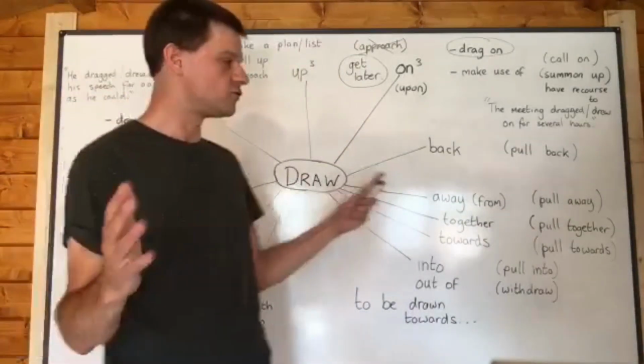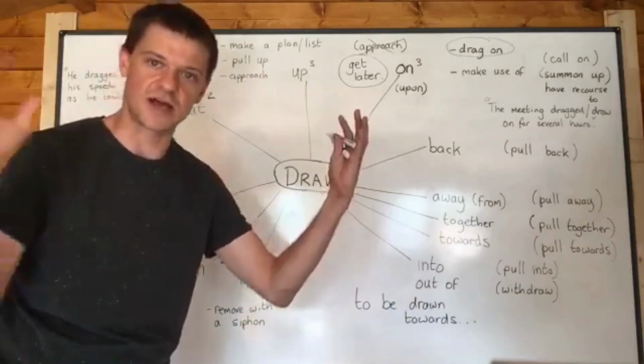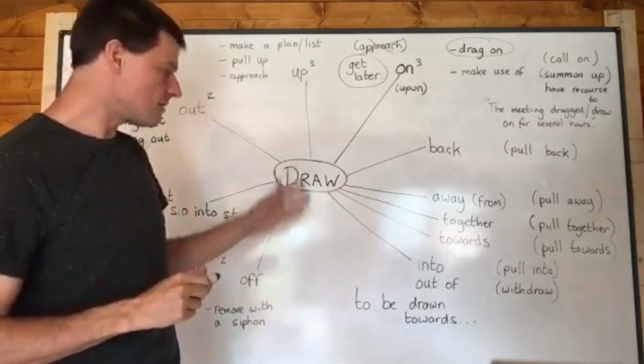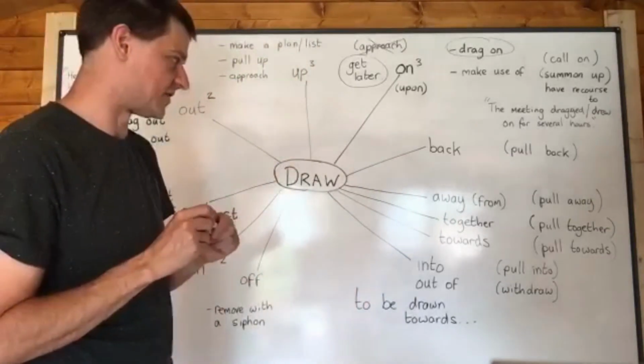If something draws two people together, it makes them attracted to each other. It pulls them together. So draw together again is very much in the physical motion kind of sense.